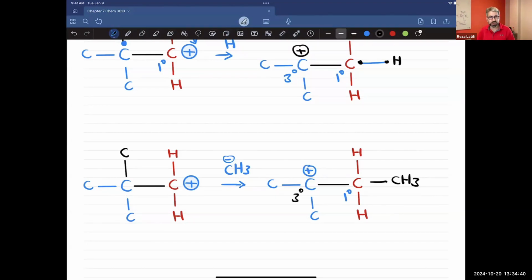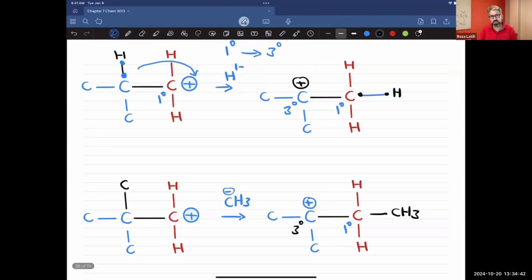So if it's possible to turn a primary carbocation into a tertiary by moving a hydride or a methyl group, which is going to be a methide, that means with a negative charge, and if it's possible to move it and get a tertiary carbocation, then do it. This molecule will do it. Why? Because you make the carbocation more stable.